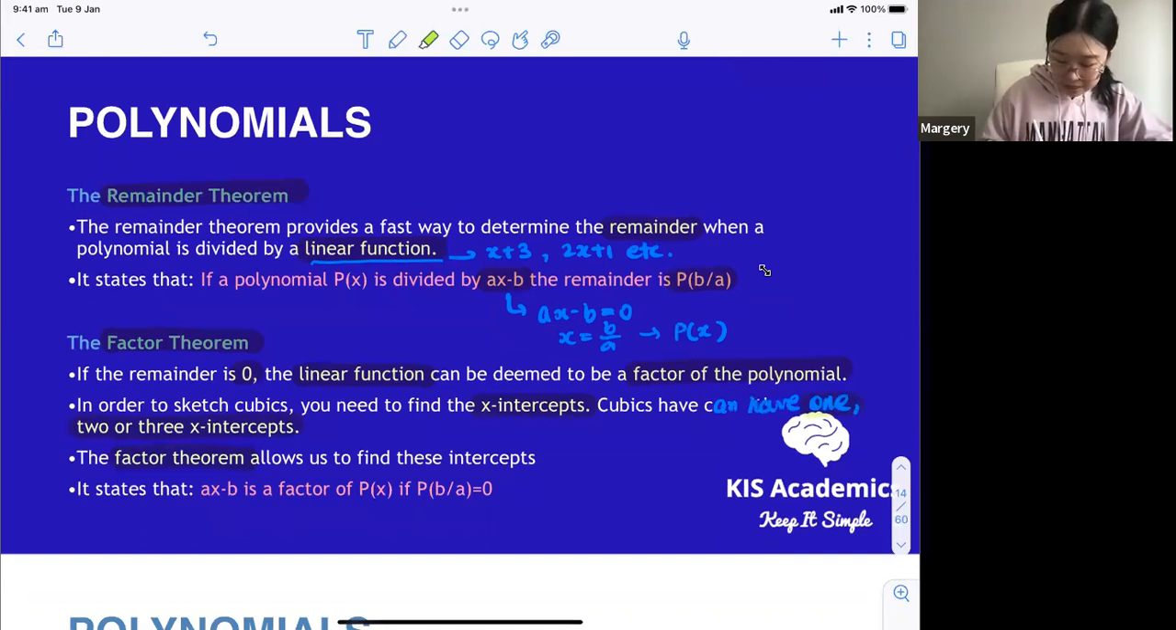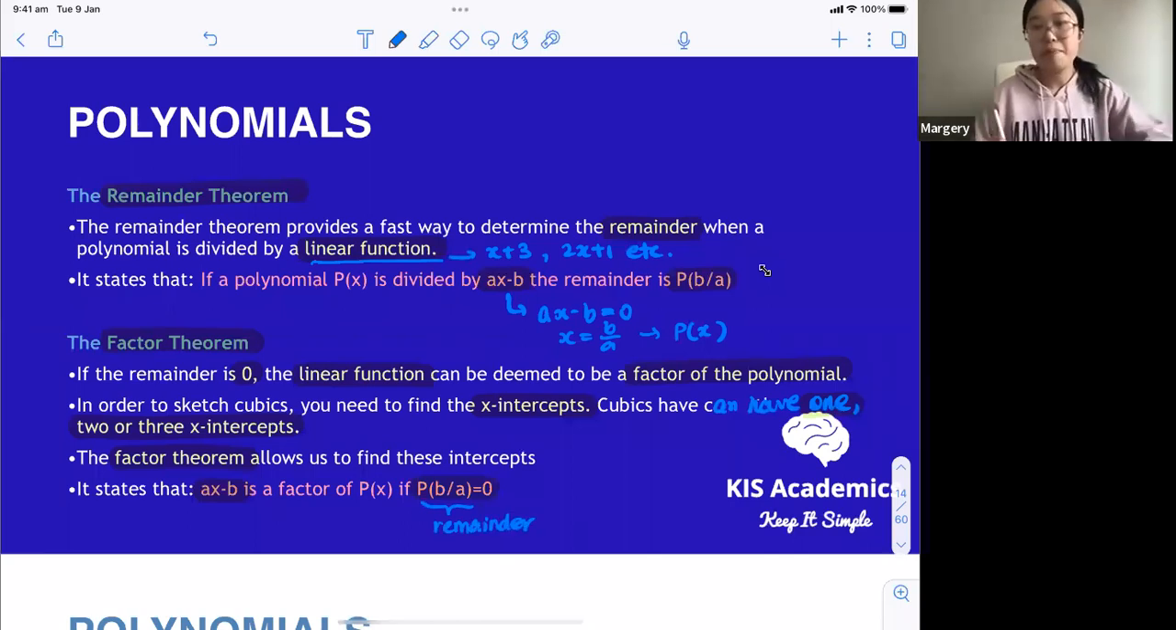It says that if ax minus b is a factor of p of x, then we know that our remainder, p of b over a, will be equal to 0.